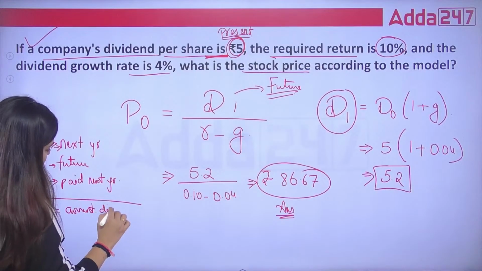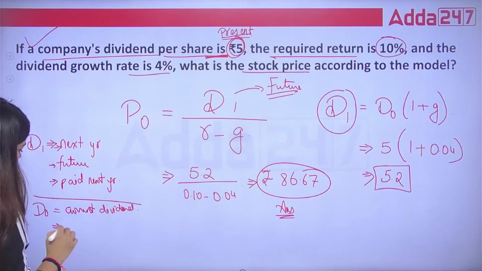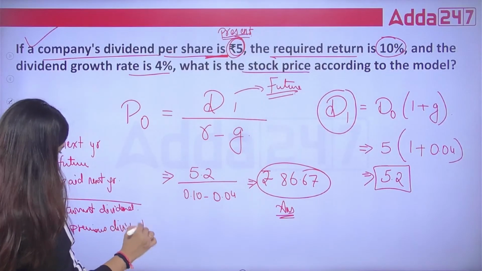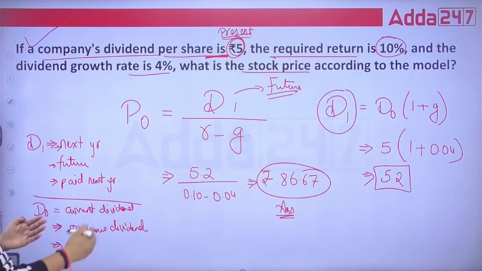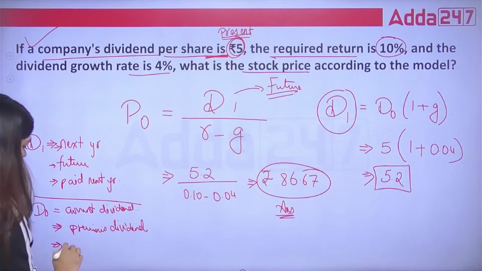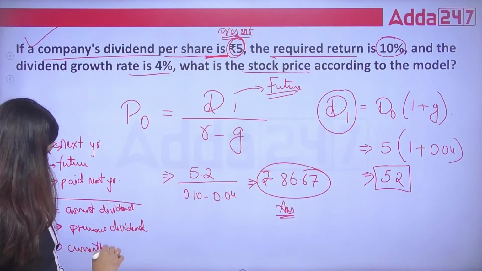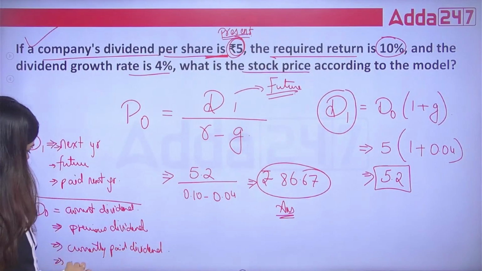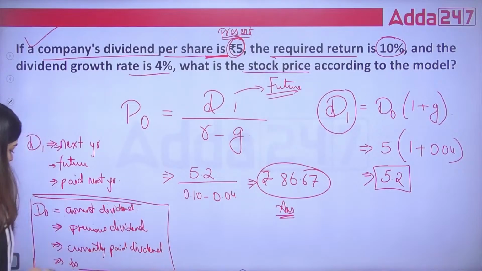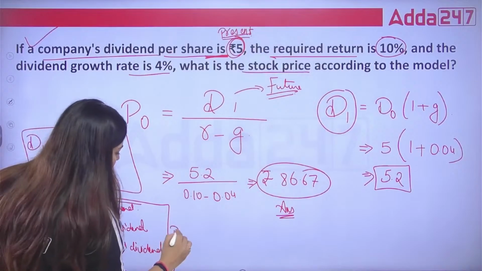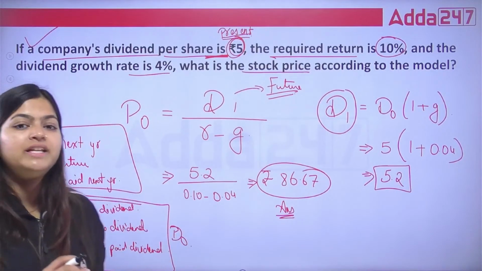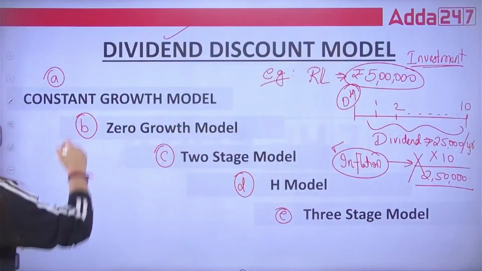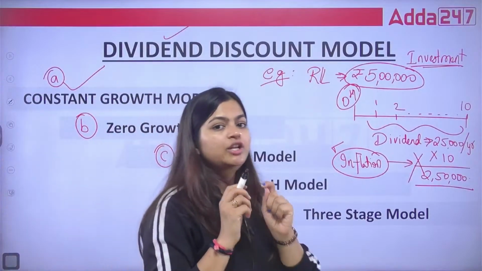But if they are using current dividend, or previous dividend, or currently paid dividend, this type of terms, then that is your present dividend. Means they are talking about present dividend, that is D0. So remember, this is how you need to identify which type of dividend they are asking. So in today's session we have completed the constant growth model.